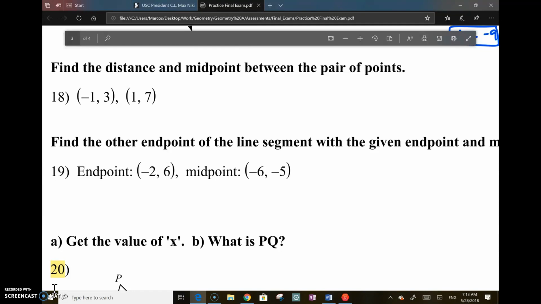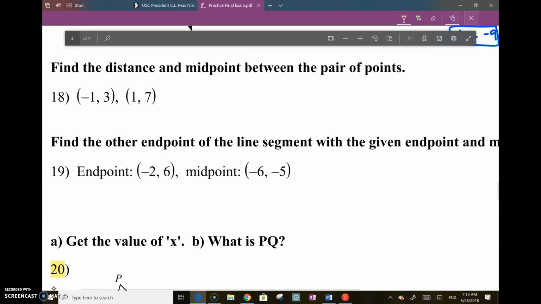In my last video I ended with number 18 and I'd like to go ahead and pick it up from that point and continue. So what we have to do in number 18 is find both the distance and the midpoint between this pair of points. Now I'm going to begin with the midpoint and then end with the distance. To get the midpoint means that you have to get the average of your x values and the average of your y values. So setting it up that way is actually quite simple.